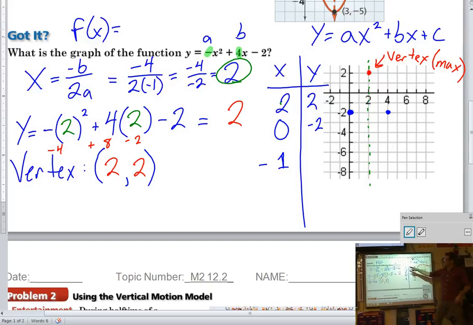So if I plug in -1, well, -1 squared makes 1. The opposite of that is -1. Plus 4 times -1, so that's going to be a -4. And then -2. What do we get? -7. So at -1, I'm at -7. And at 5, I'm at -7. And I can now draw my parabola. And there we go.